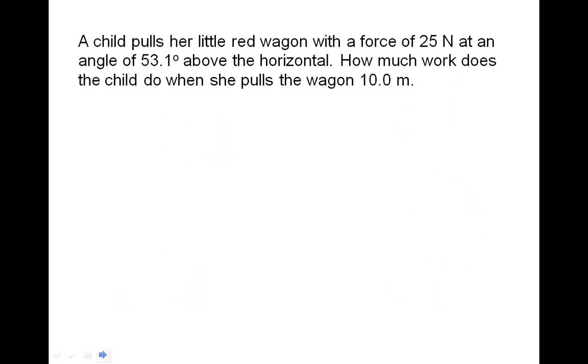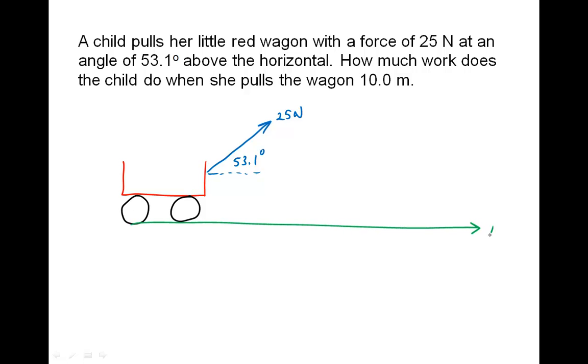So here's a little example. I have a child pulling a little red wagon, and she's pulling on the wagon with a force of 25 newtons, and the angle of that force is 53.1 degrees above the horizontal. So how much work does the child do when she pulls the wagon a distance of 10 meters? And so the displacement of this wagon is going to be to the right, a distance of 10 meters. And so delta r is equal to 10 meters. That's a vector quantity in the i hat direction.